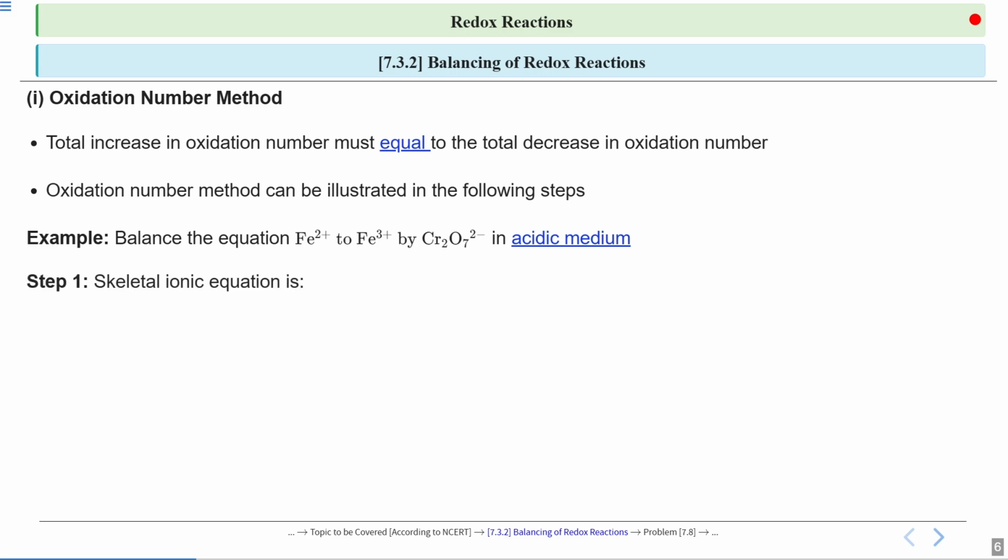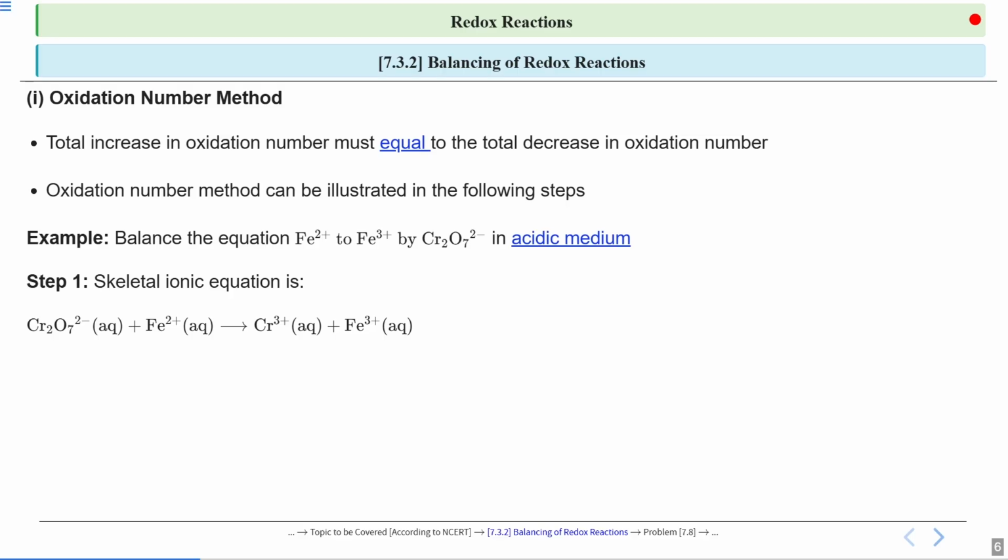Step 1 is the skeletal ionic equation. If we write the skeletal ionic equation for the reaction provided, Fe2+ is reacted with Cr2O7 2- in the presence of an acidic medium, which leads to the formation of Fe3+. So its skeletal ionic equation would be written as Cr2O7 2- in aqueous medium plus Fe2+ in aqueous medium react together to form Cr3+ and Fe3+ in aqueous medium.